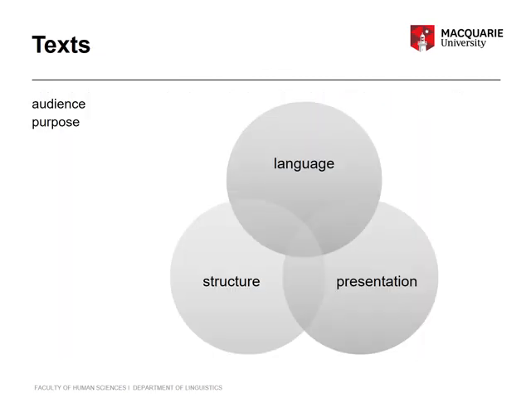Here's the framework we use to guide us in writing or producing text. Again, the 5 elements are: who's the audience and what is the purpose? How is the text structured? What language is used and how is it presented?